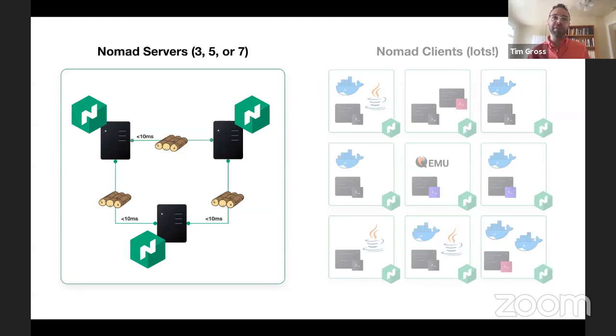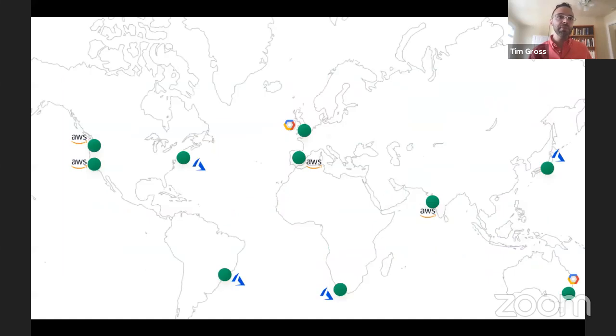centers close together geographically, and they've networked them together in such a way that you can treat them as if they were one big data center. And the cloud providers refer to these as regions. And so Nomad refers to a single cluster as a region.